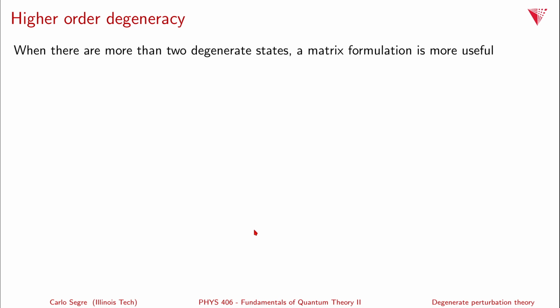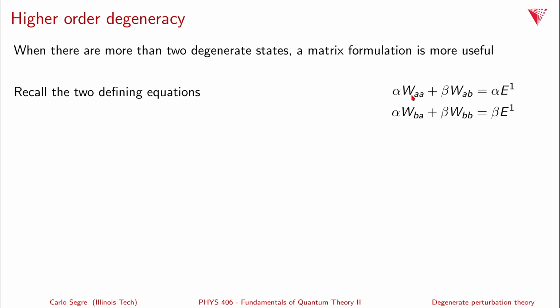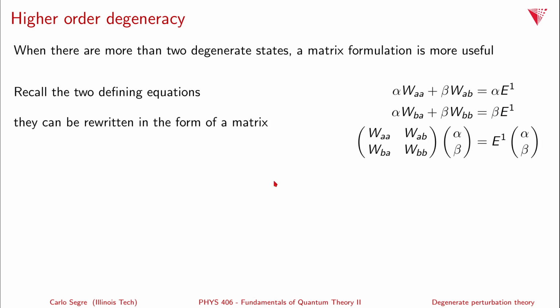Now the final thing to look at: if you have higher order degeneracies, then a matrix formulation is much more useful. Let's look at the two-dimensional case as if it's a matrix. Recall the two defining equations: alpha WAA plus beta WAB is equal to alpha E1, and alpha WBA plus beta WBB is equal to beta E1. We can rewrite them as a matrix: WAA, WAB, WBA, WBB multiplied times the vector alpha beta is equal to E1 times alpha beta. That defines these two equations.